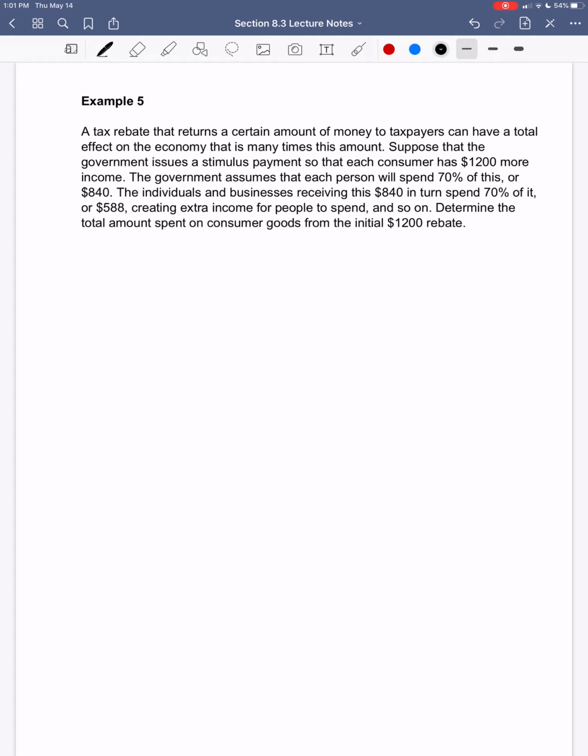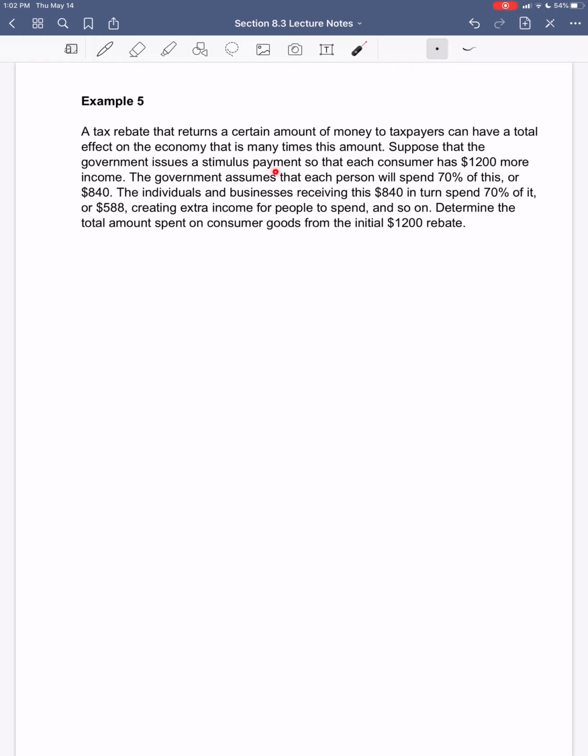Okay, in example 5 here, a tax rebate that returns a certain amount of money to taxpayers can have a total effect on the economy that is many times this amount. So how does this work? Suppose the government issues, let's say, a stimulus payment, right? Sort of timely here, so that each consumer has $1,200 more income.